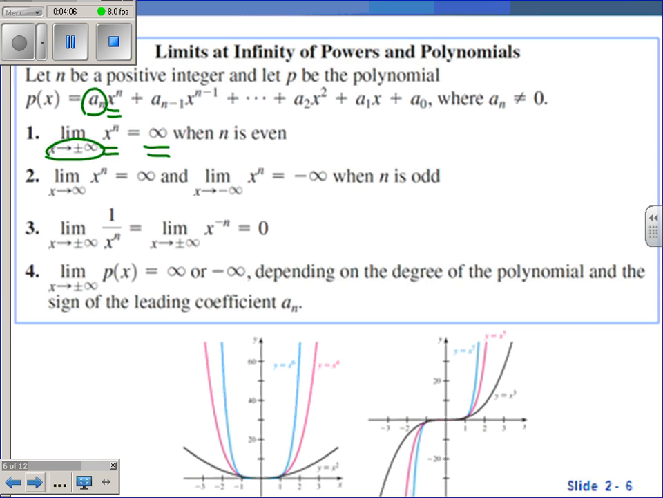Now, if the n is odd, if you're looking at x approaching positive infinity, that means you're putting a big positive number into this x to the n.